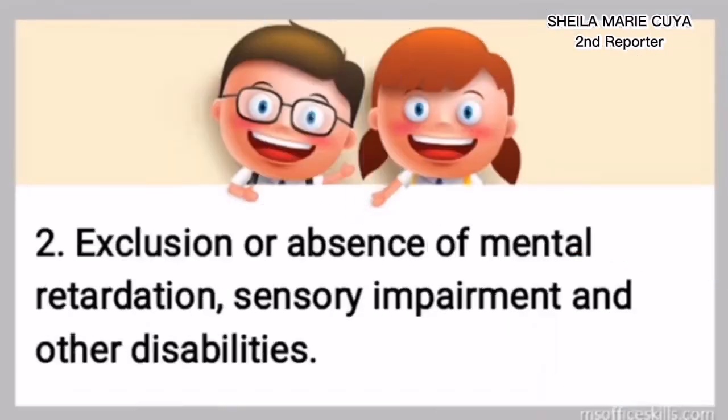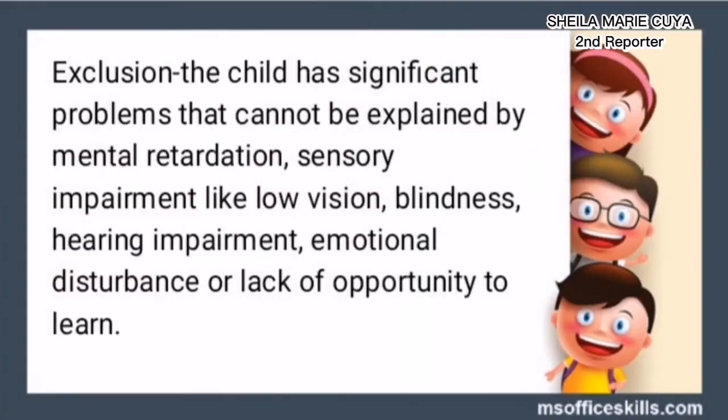Second is exclusion or absence of mental retardation, sensory impairment, and other disabilities. This criteria means that the child has significant problems that cannot be explained by mental retardation, sensory impairment like low vision, blindness, hearing impairment, emotional disturbance, or lack of opportunity to learn. Children with learning disabilities are not the children who are mentally retarded, sensory impaired, or physically disabled. We can determine if the student is experiencing learning disabilities if all the conditions for learning are present.